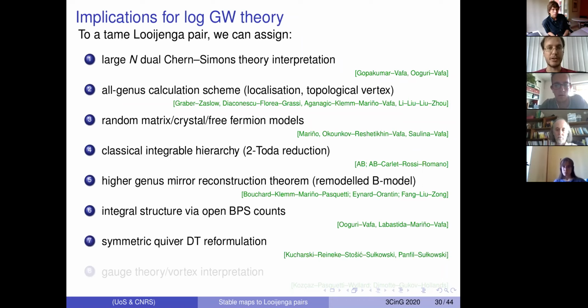There's a reformulation of these open BPS counts, very recently called the knots-quivers correspondence, in terms of Donaldson-Thomas invariants of quivers. And in keeping with the original geometric engineering idea, these generating functions of local Gromov-Witten invariants or open Gromov-Witten invariants are related to gauge theory in several dimensions, so surface operators in 4D or vortices in 2D.